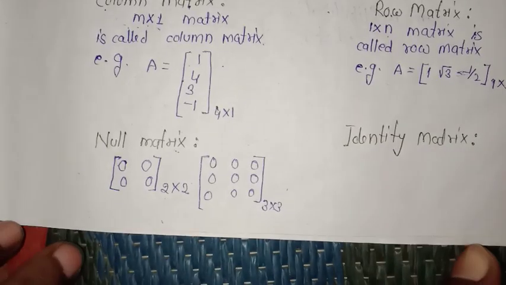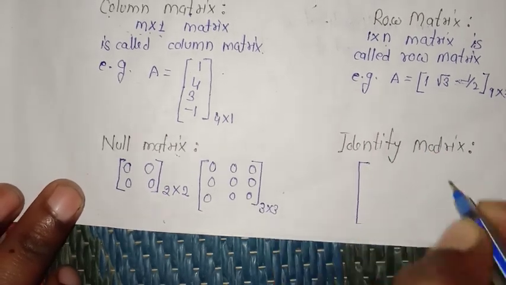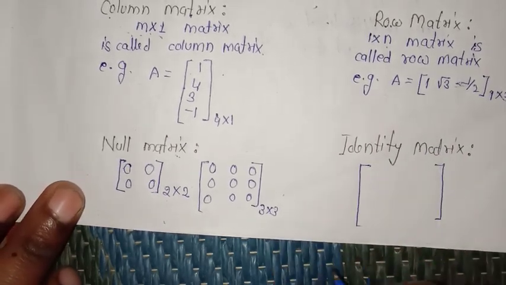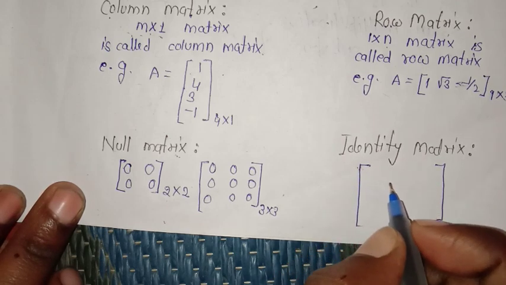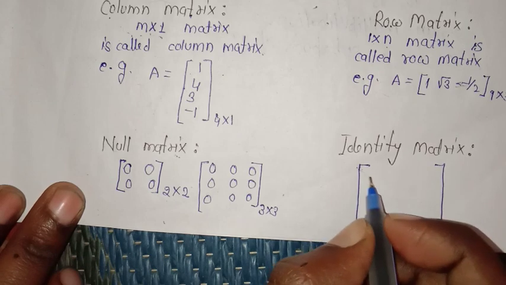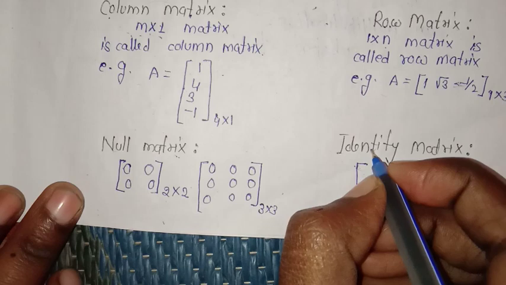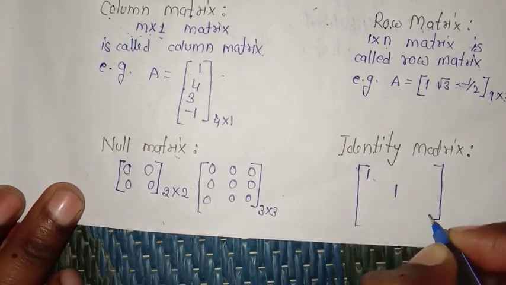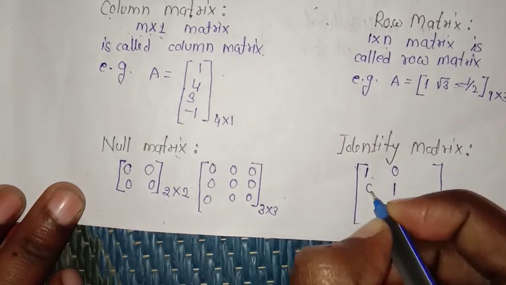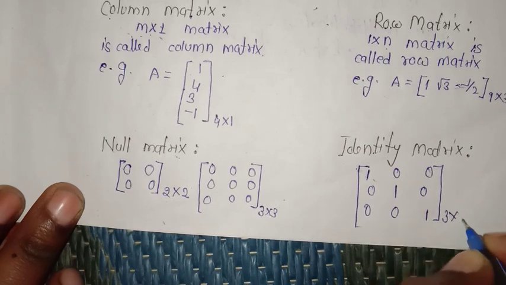In order to define the identity matrix, we have to know about the diagonal matrix first. We have discussed diagonals in class 12th. All the elements that lie on this side, we call diagonal elements. In case of an identity matrix, all the diagonal elements will be 1 and other entries must be 0. This is a 3 cross 3 identity matrix.